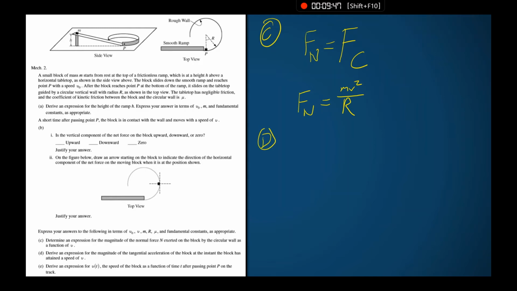Part D. Derive an expression for the magnitude of the tangential acceleration of the block at the instant the block has attained a speed of v.